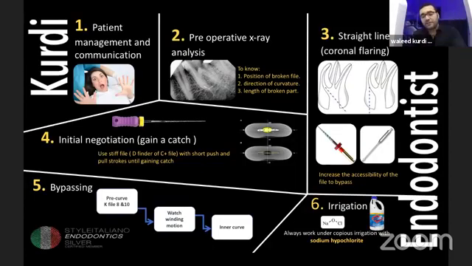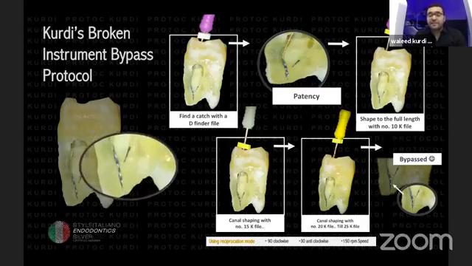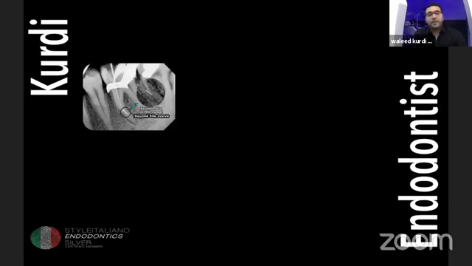I hope you got it well. Now we will have some cases of bypass. First, in this case, we have a separated file in the mesiolingual canal. The file is beyond the curve, the case is necrotic, and you can see the length of the root. So I decided simply to bypass.